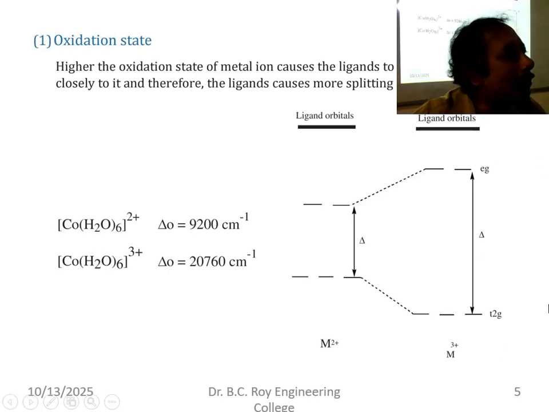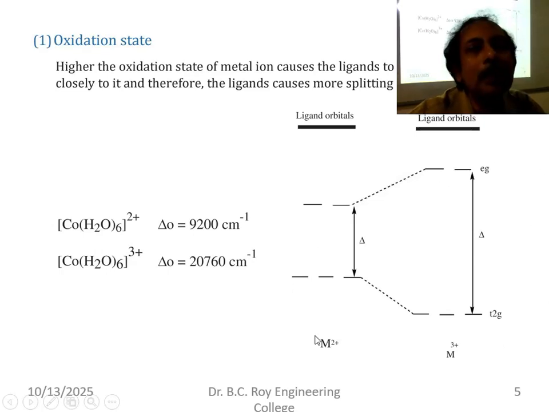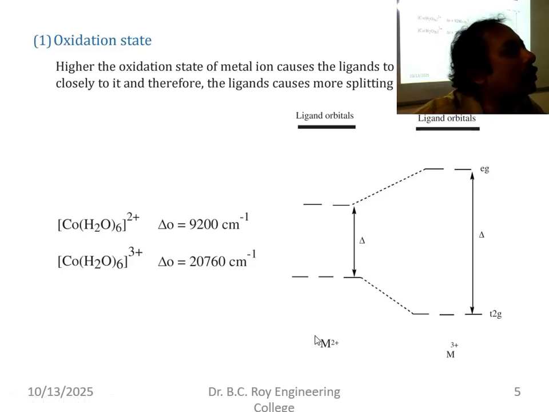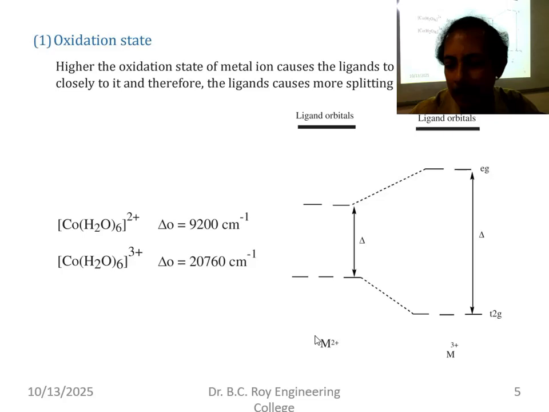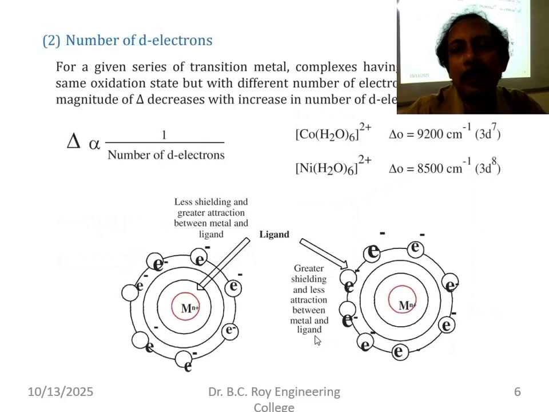For Co ion the gap is quite larger. For Fe ion the gap is quite less. So that concludes what? The oxidation state. Isn't it clear? Oxidation state clear? Okay. Then next is the number of d electrons.